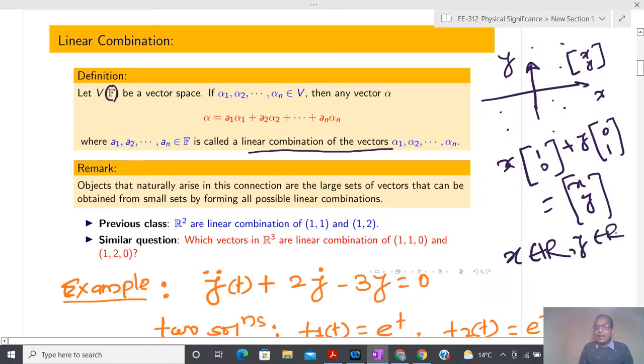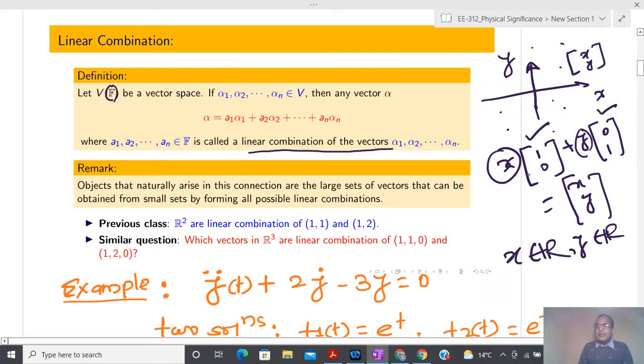I am going to select an element of the real number space. These two are scalars x and y, and these two are the vectors in this space. So I have just collected two vectors and I am able to represent any element inside this space. For that reason, the idea of linear combination is very important, because it tells us how to express any element inside that space.